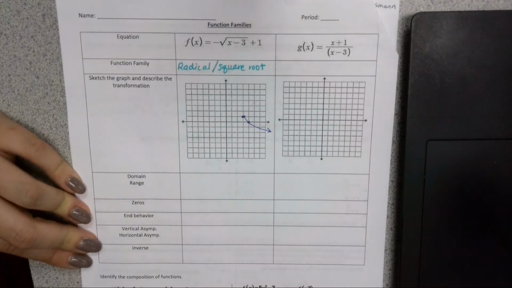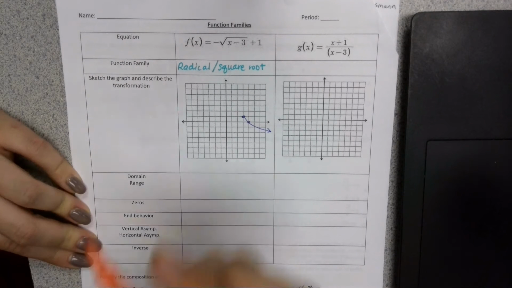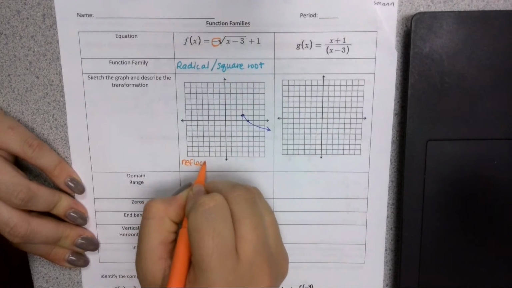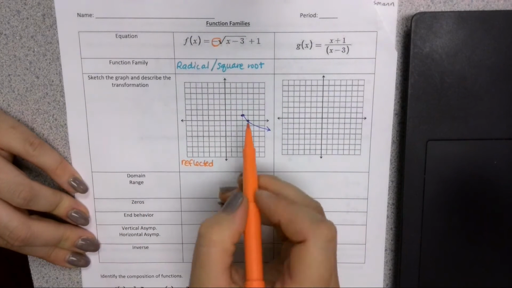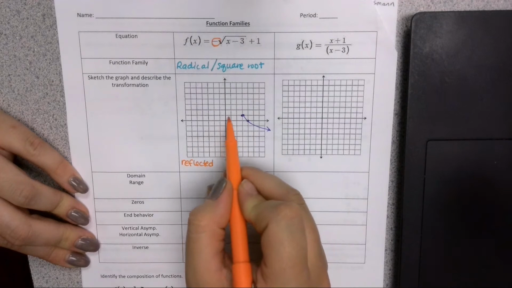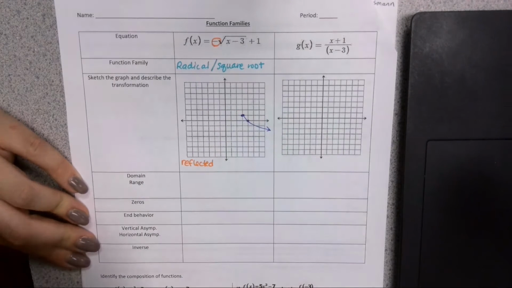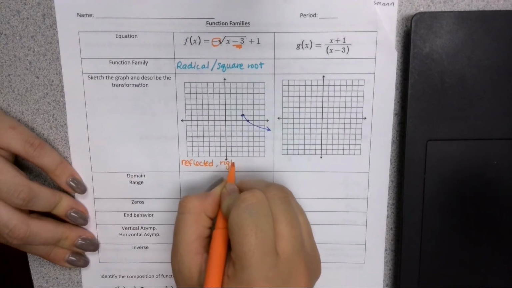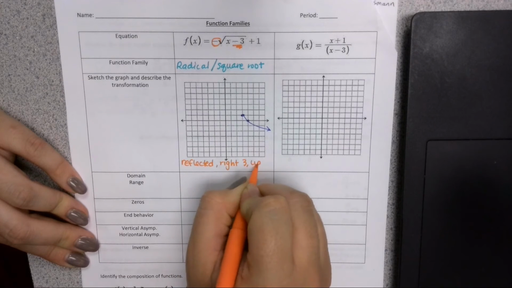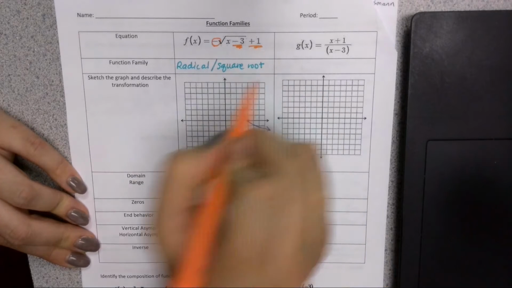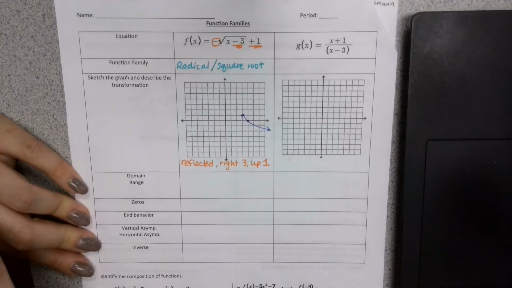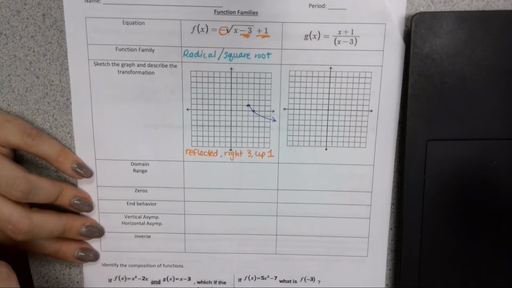How did I transform it? The first thing I did is I reflected it. This minus sign out front means that it has been reflected, because a normal square root function starts at (0, 0) and goes this direction. So it's been reflected. It's been shifted to the right 3 units, and then up 1 unit, because it normally starts at (0, 0), but because I've subtracted 3 and added 1, I've changed where it's going to start.